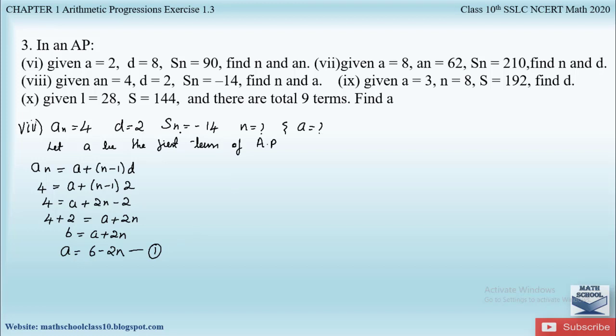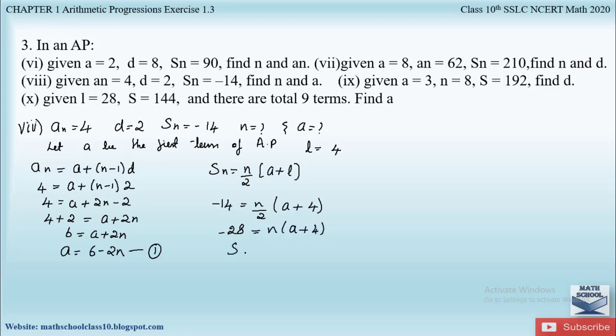Since the sum is also given and the nth term is given, we will use the sum formula. Sn is equal to n divided by 2 into a plus l. So here l is equal to the nth term, which is 4. So let us substitute. Minus 14 is equal to n divided by 2 into a plus 4, or minus 14 into 2, which is minus 28, is equal to n into a plus 4.